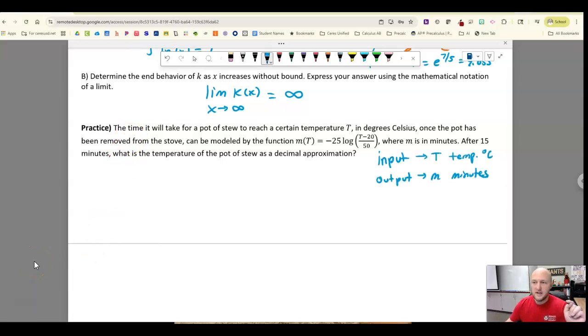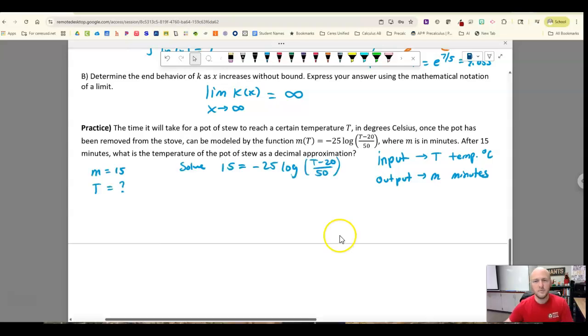Okay, I'm going to go ahead and jump in, pause you, maybe help you for a second before I show you the answer. Note, I like to, again, identify what's my input and output in context. So the input here is T, that's temperature. Your output is m in minutes. So what are they asking you? What do they give you? Identify that, okay? I'll go ahead and show you the answer here in a second.